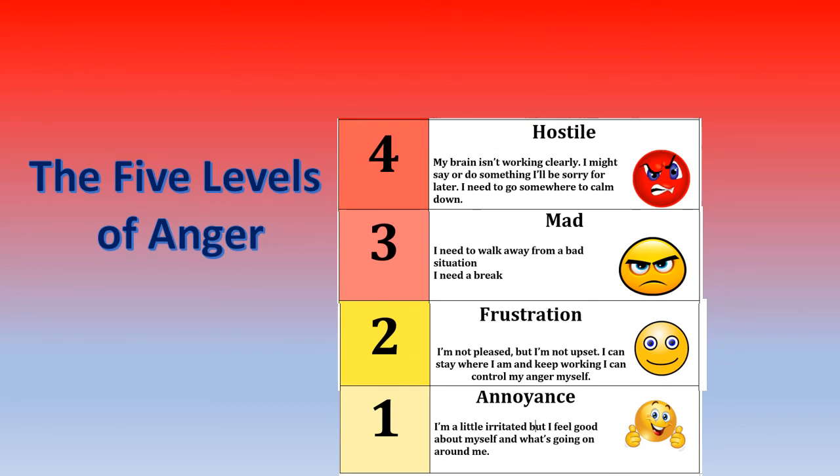Then there is being hostile. My brain isn't working clearly. I might say or do something I'll be sorry for. I need to go somewhere. I need to calm down. This is when anger begins to take on physical actions and attributes. Your body language begins to show it. You begin to become tense. You begin to verbalize your anger toward others. Arguments happen at this stage.